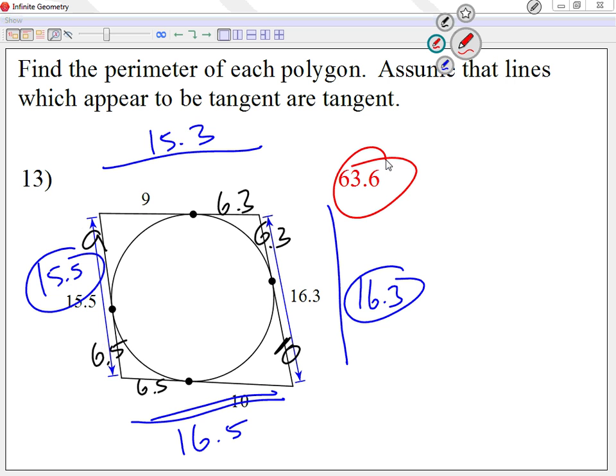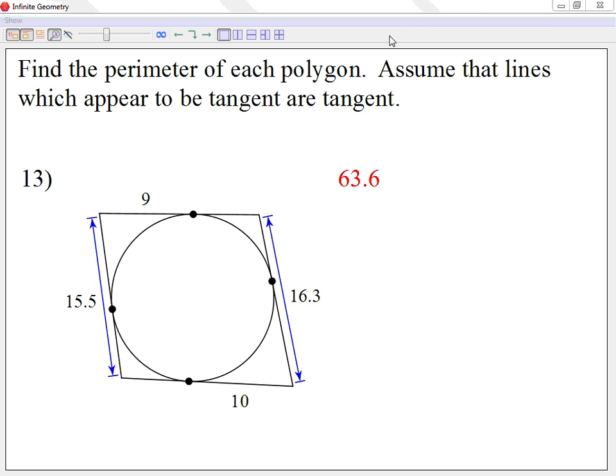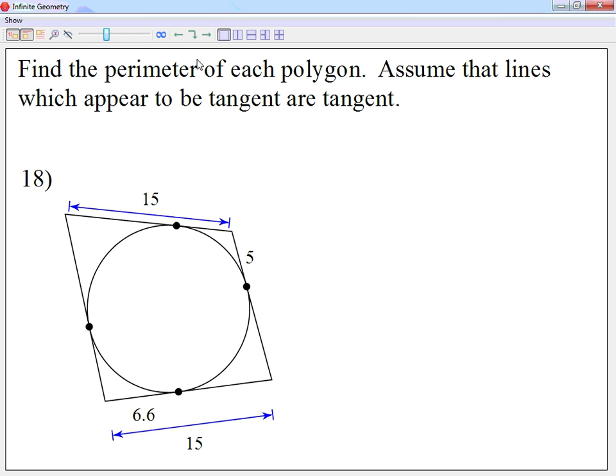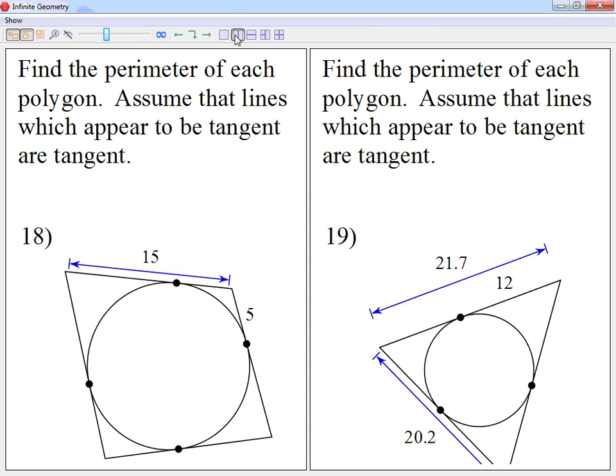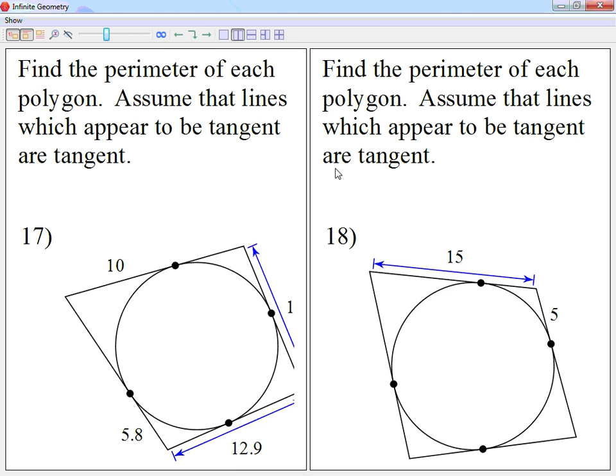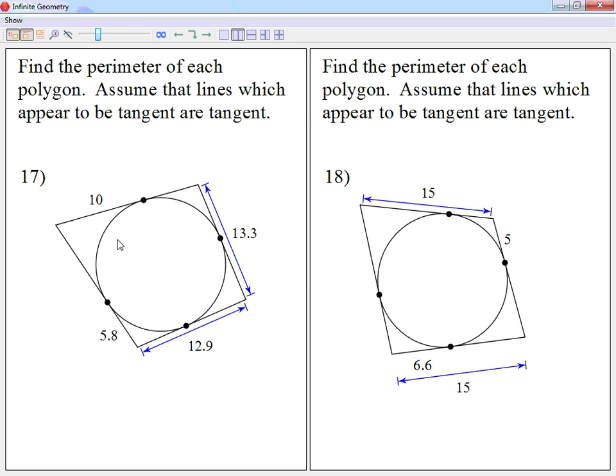Does that make sense? Can you do another one of those? Another one of these? Yeah. Like which one? 18? Yeah. All right, let's take a look at 18. Is it okay with you guys if I move 18 to the right? Because I know most of you guys have a glare here on the left.